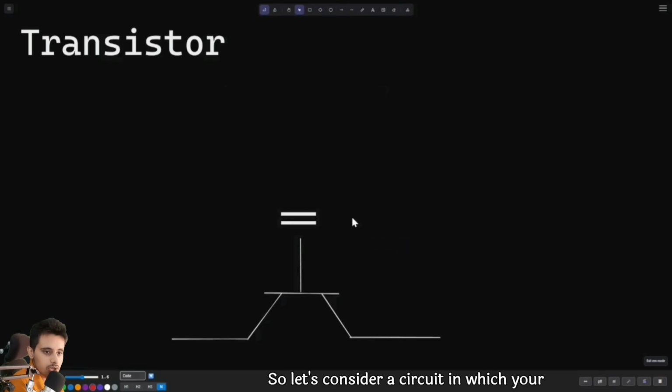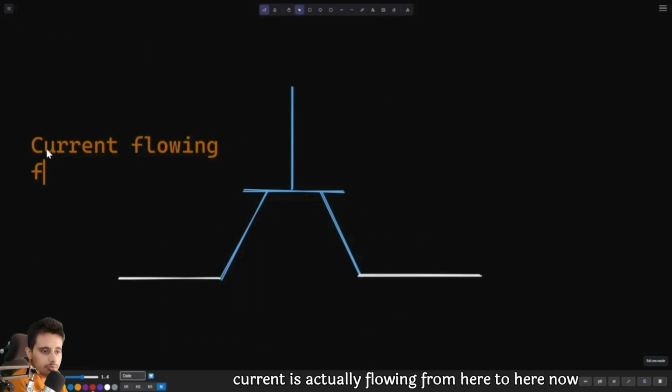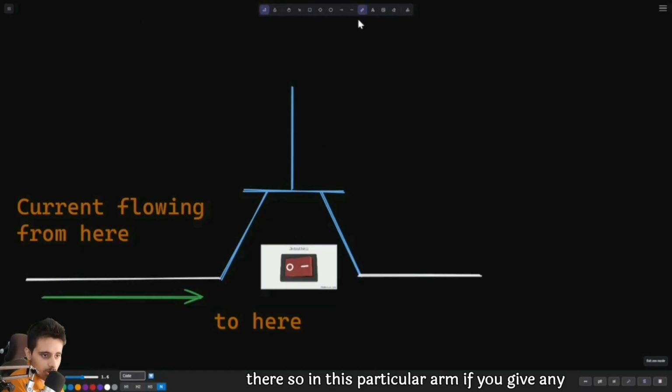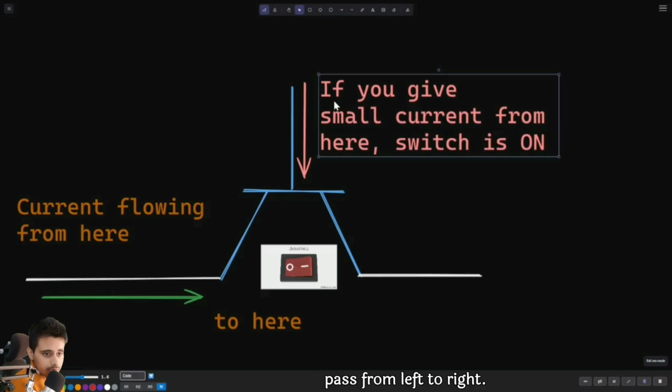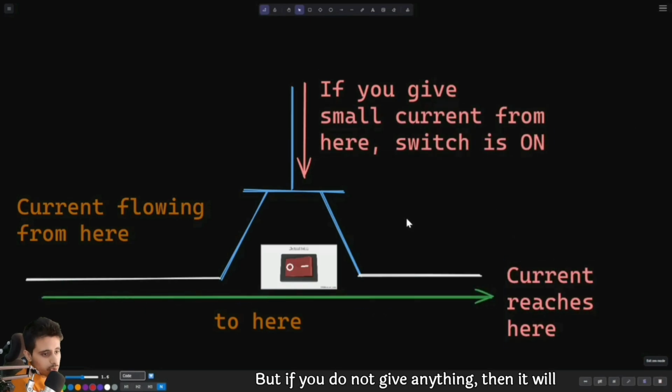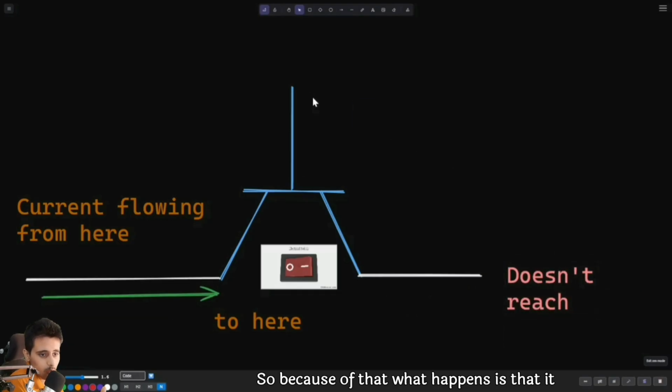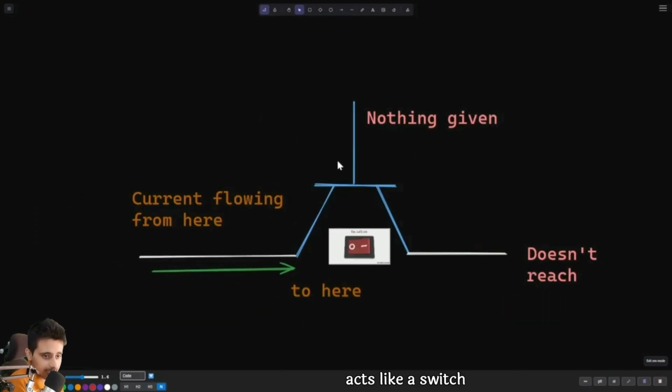So let's consider a circuit in which a current is flowing from here to here. Now we want a switch, so we place a transistor there. In this particular arm, if you give any current, then it will allow the current to pass from left to right. But if you do not give anything, then it will not let it pass. Because of that, it acts like a switch.